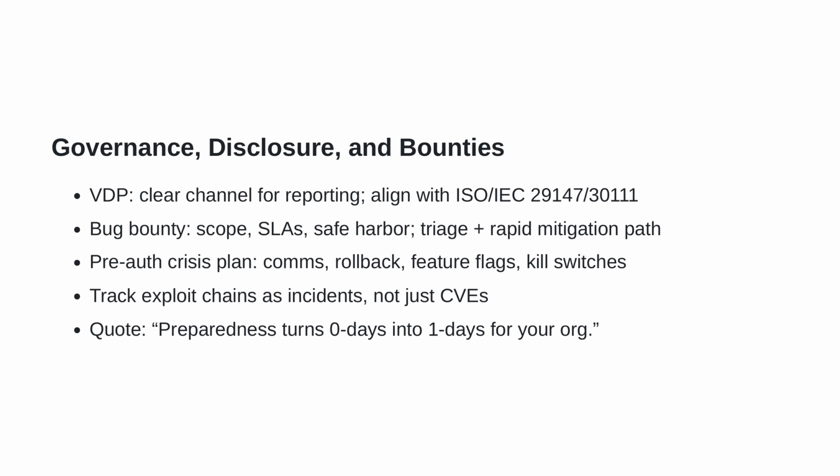patches, and verification. Have a pre-auth crisis plan ready for high-severity issues, especially anything exploitable before login. That plan should include communications templates, rollback procedures, and technical levers like feature flags and kill switches to reduce exposure in minutes, not days. When exploitation emerges, track the entire chain as an incident, not just individual CVEs. Link initial access, privilege escalation, and lateral movement in one case so ownership, containment, and metrics are clear. Remember the mindset here: preparedness turns 0-days into 1-days for your org.